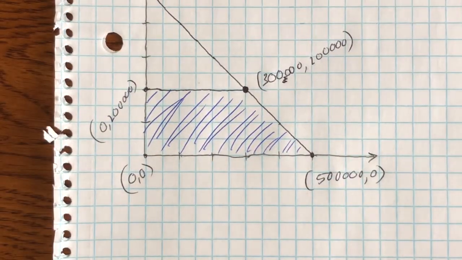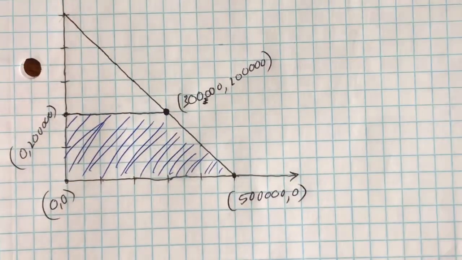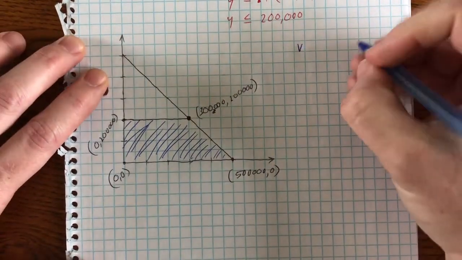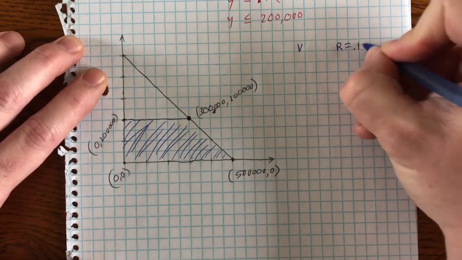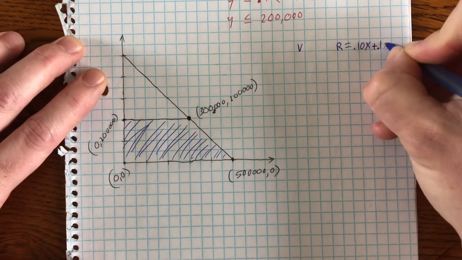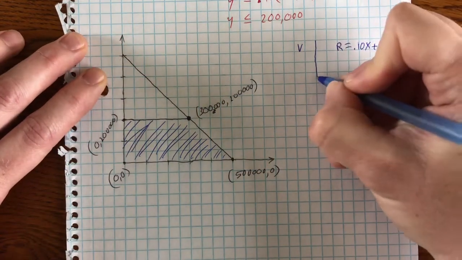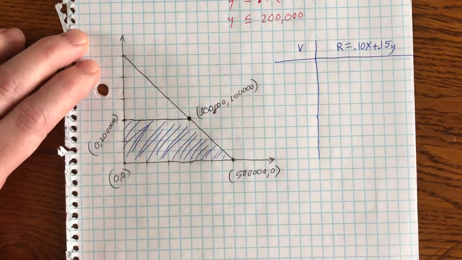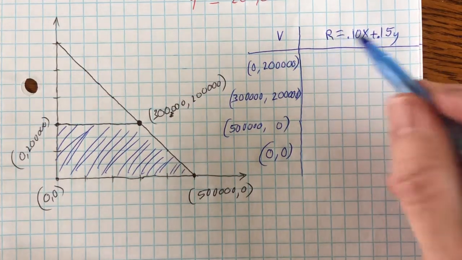And so we do what? We come up with our vertex. Okay, let me zoom back out here. We come up with our vertex column. And we come up with our what? Our objective function column, which looks like this. And we go to work. So let's go ahead and put our vertices in there. And once we have our vertices in there, we determine our returns.